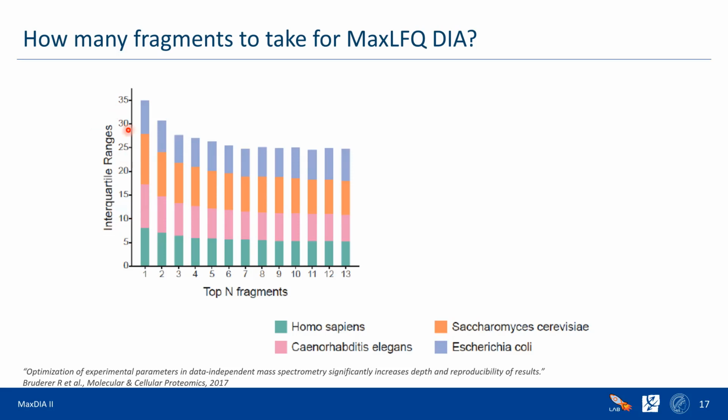So basically, how strongly results are deviating, ratios are deviating from median. And we see that with increasing number of fragments, which we are suggesting for MaxLFQ, the interquantile ranges, some of them stacked, some of this interquantile values is actually reducing. That means that quantification is getting better and better. So in the current version, we are taking all available top fragments.